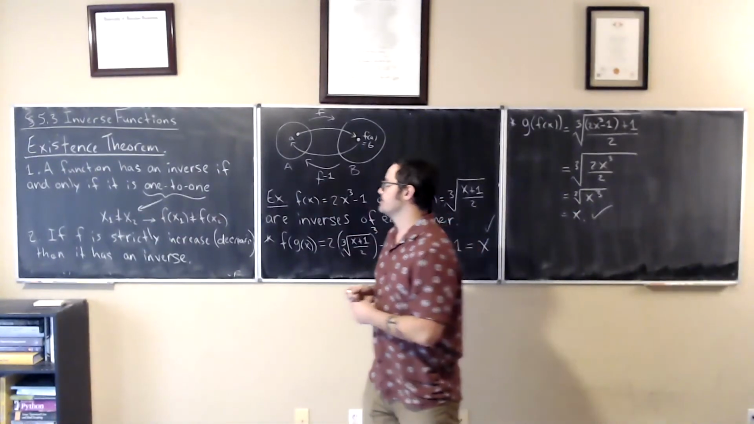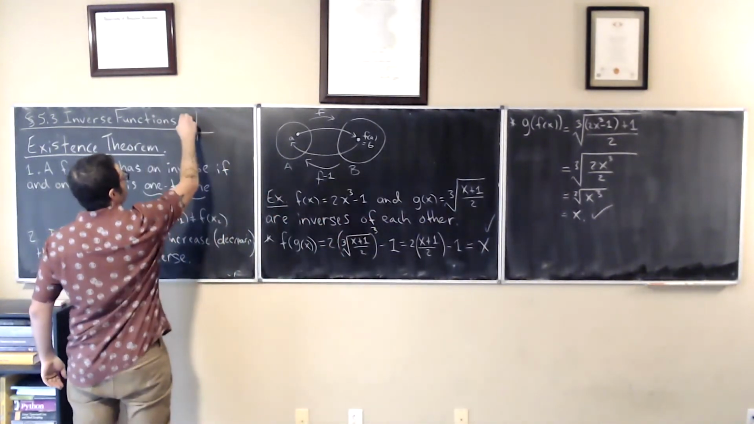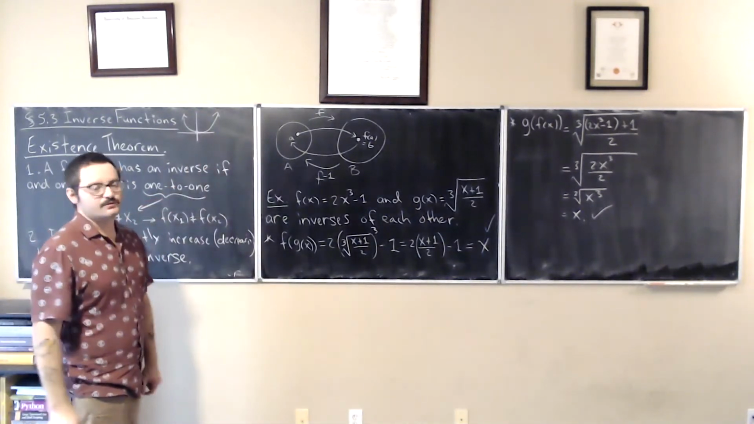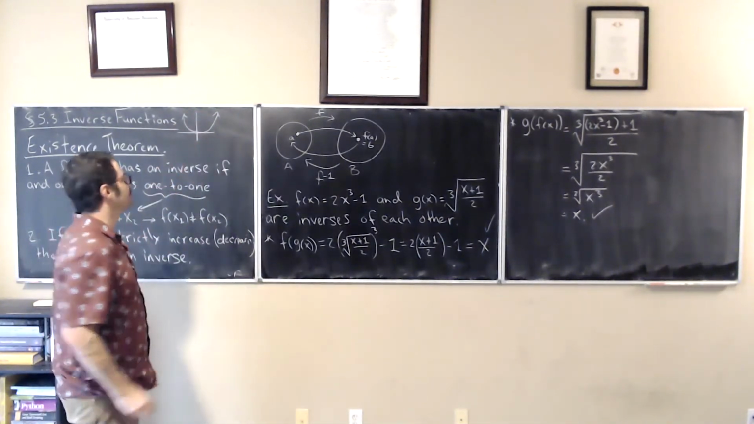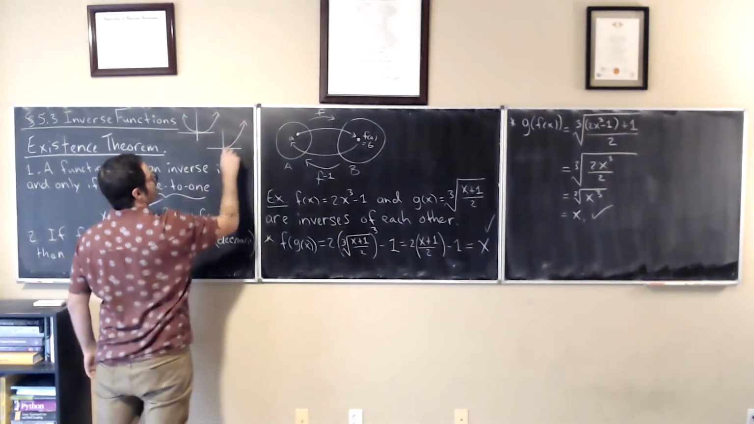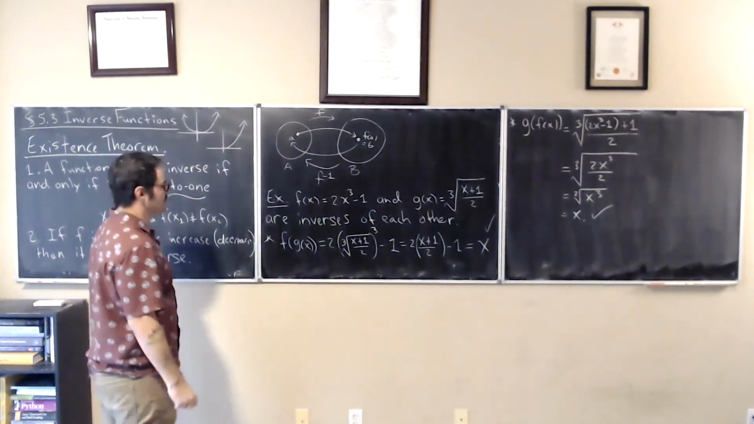So for example, the parabola x squared over all reals is not one-to-one and would not have an inverse. But if you limit the domain to just 0 to infinity, then that would have an inverse. Okay.